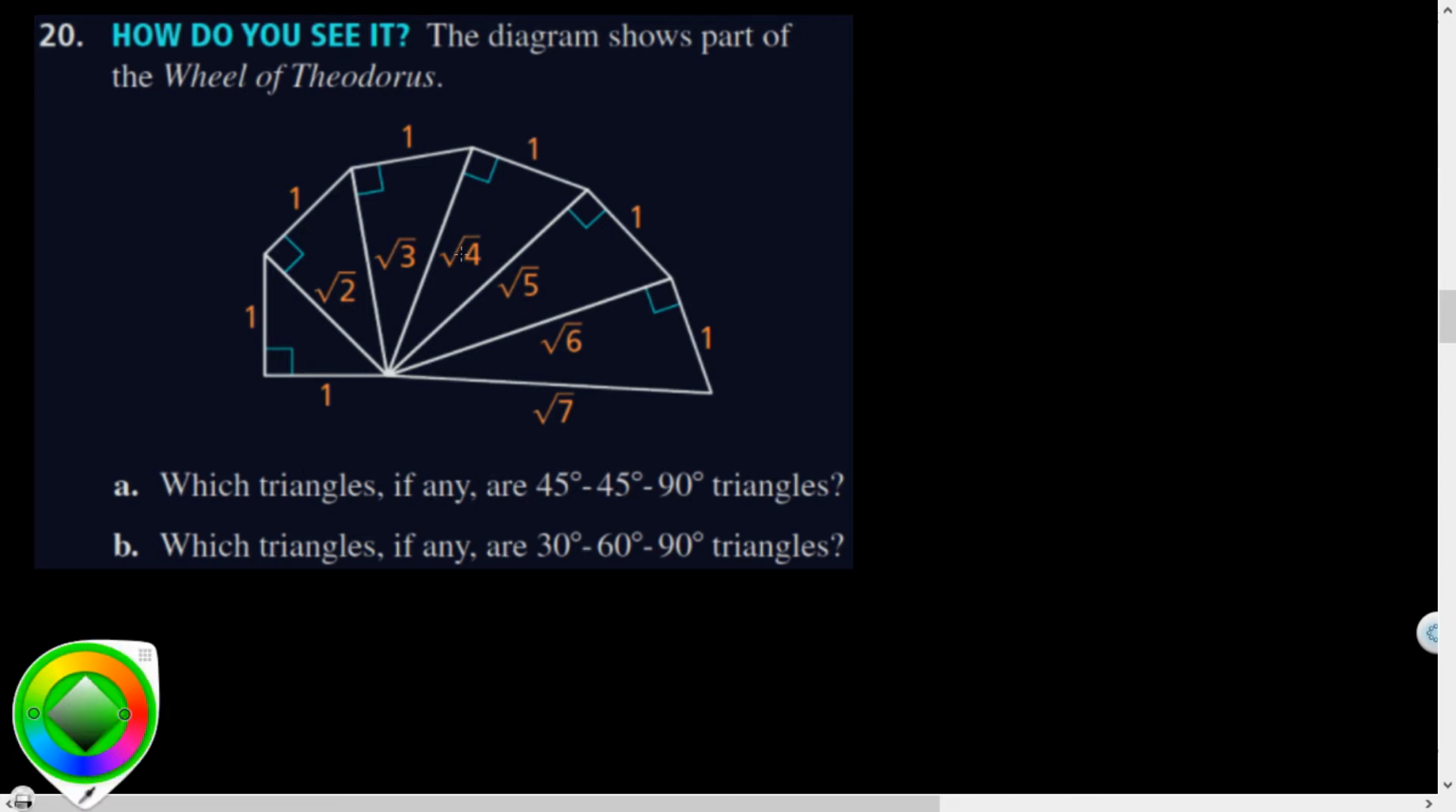So, alright, the question here is, this is the Wheel of Theodorus, classic game show. What, if any, are 45, 45, 90 triangles here? The 1, 1, root 2. This one right here, I agree, is a 45, 45, 90. Alright, and then it says, which triangles, if any, are 30, 60, 90?